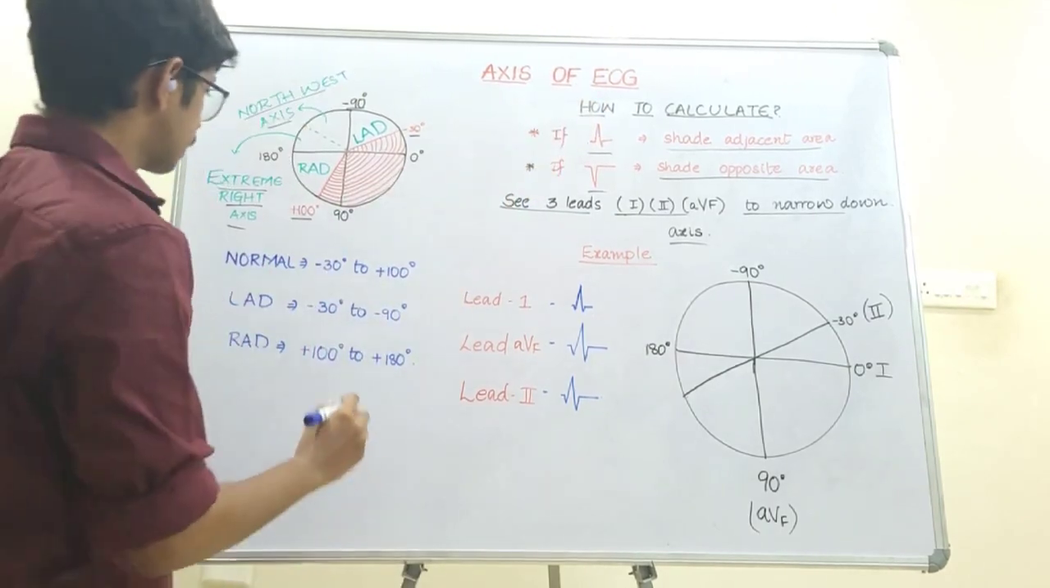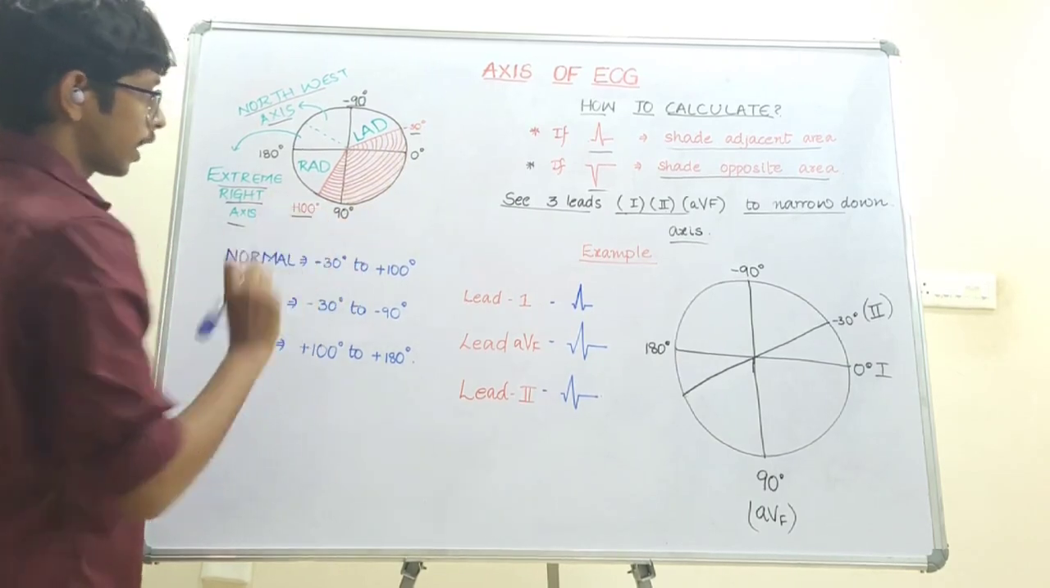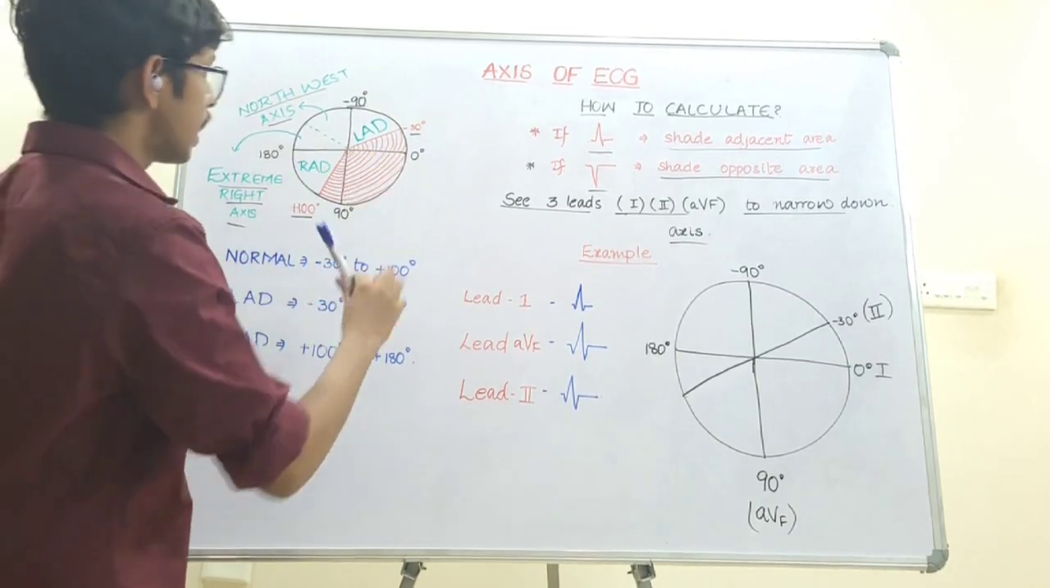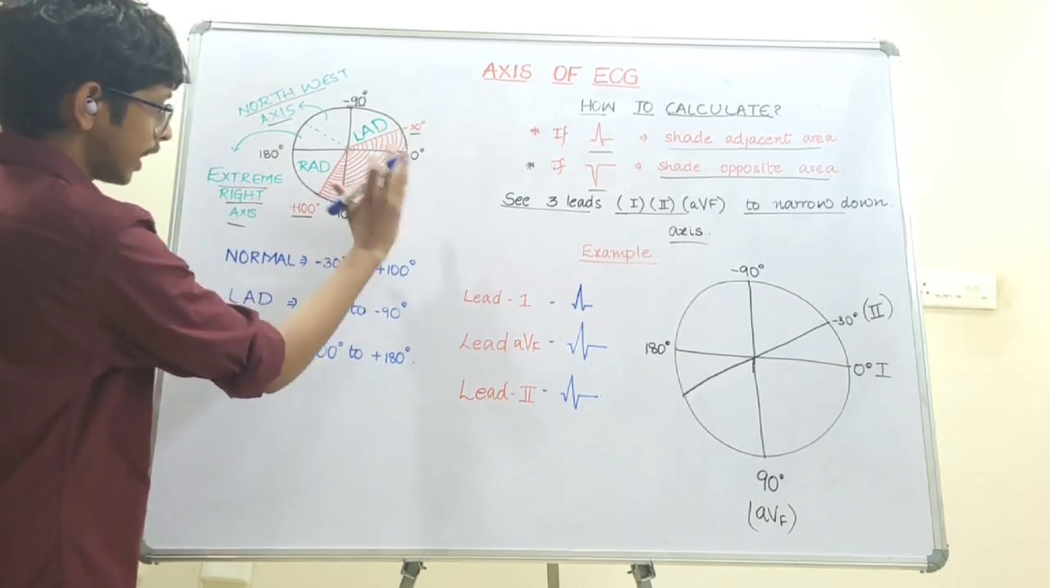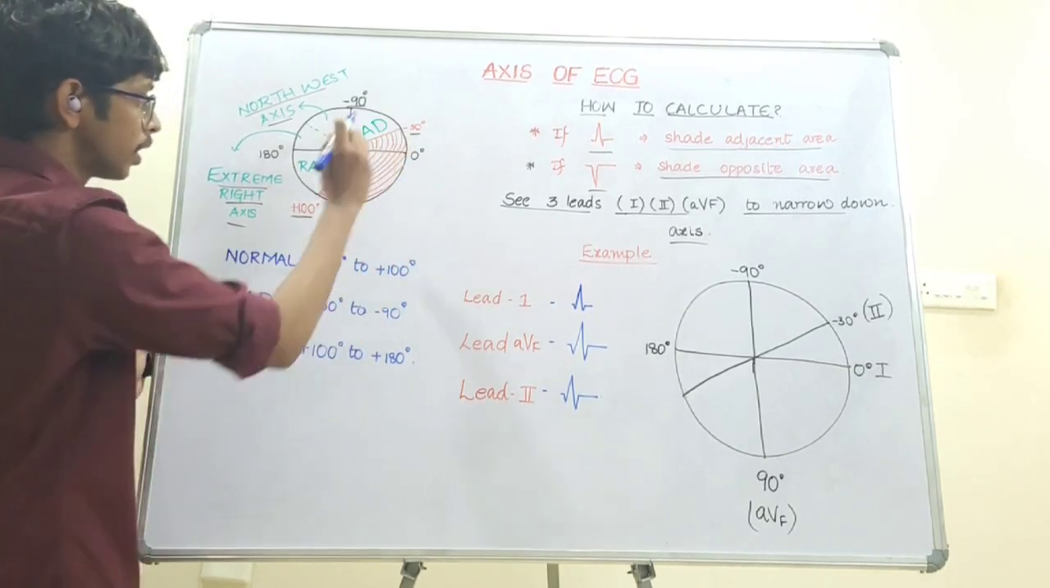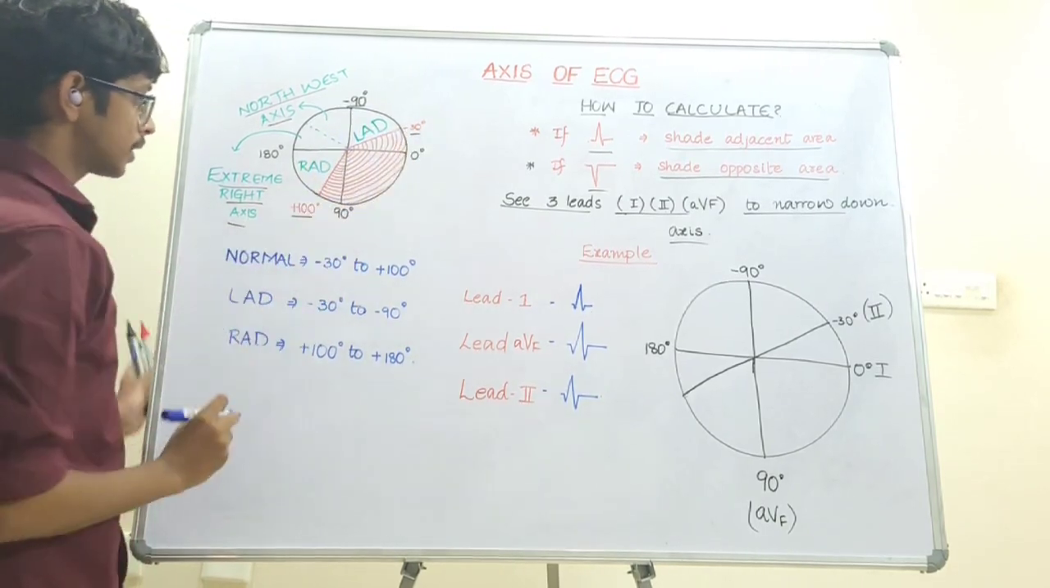The normal axis of the ECG lies between minus 30 degrees to plus 100 degrees. The reason behind this is that most of the currents are passing through the left ventricle, and the left ventricle lies in this region, so the axis will automatically turn towards this region, that is minus 30 to plus 100.